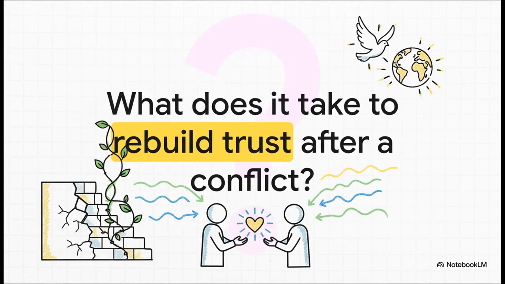So all of this leaves us with a really tough question, and it's one that people all over the world are still grappling with today. After so much hate and so much violence, what does it actually take for people to rebuild trust and learn to live together again? It's something worth thinking about.